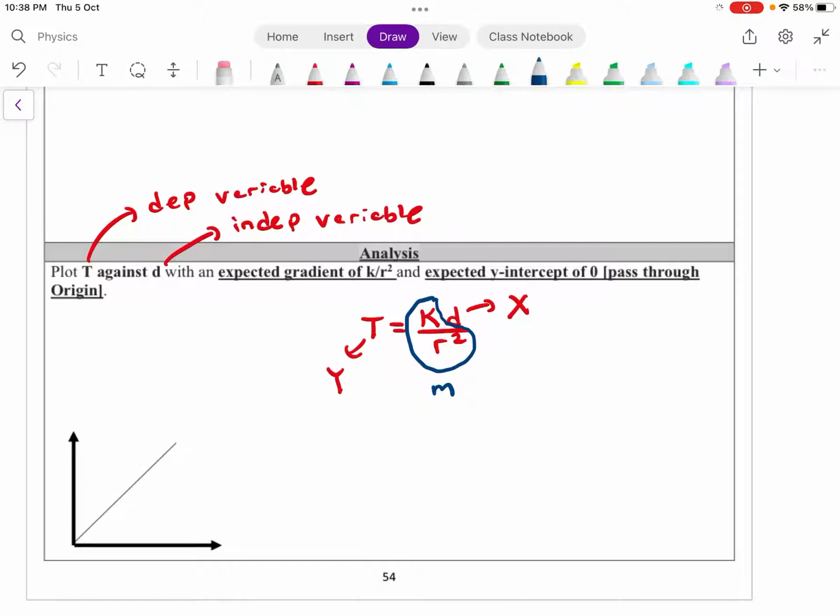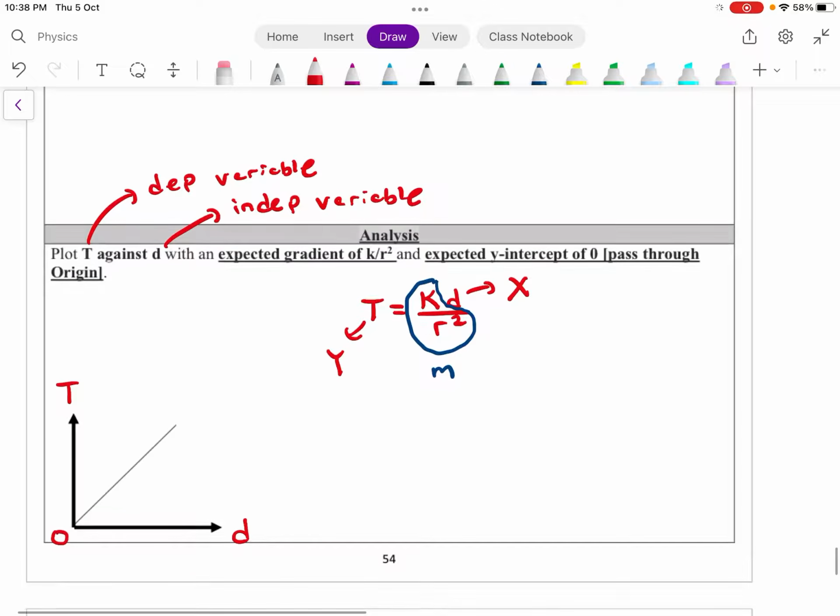But don't forget to add in one more thing, or to draw one more thing, which is the graph. So you draw the axis first, then you draw a straight line. But this straight line, just take note, must pass through the origin, and you must add in a 0 here. So on the y-axis you put big T, on the x-axis you put small d. So that is what they are looking out for. So that is the very first part.